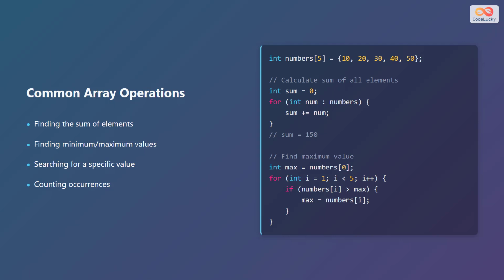Consider an integer array named numbers, initialized with the values 10, 20, 30, 40, and 50. To calculate the sum of all elements, you can iterate through the array using a range-based for loop and add each element to a sum variable. To find the maximum value, you can initialize a max variable with the first element of the array, and then iterate through the array, updating max whenever you find a larger value.